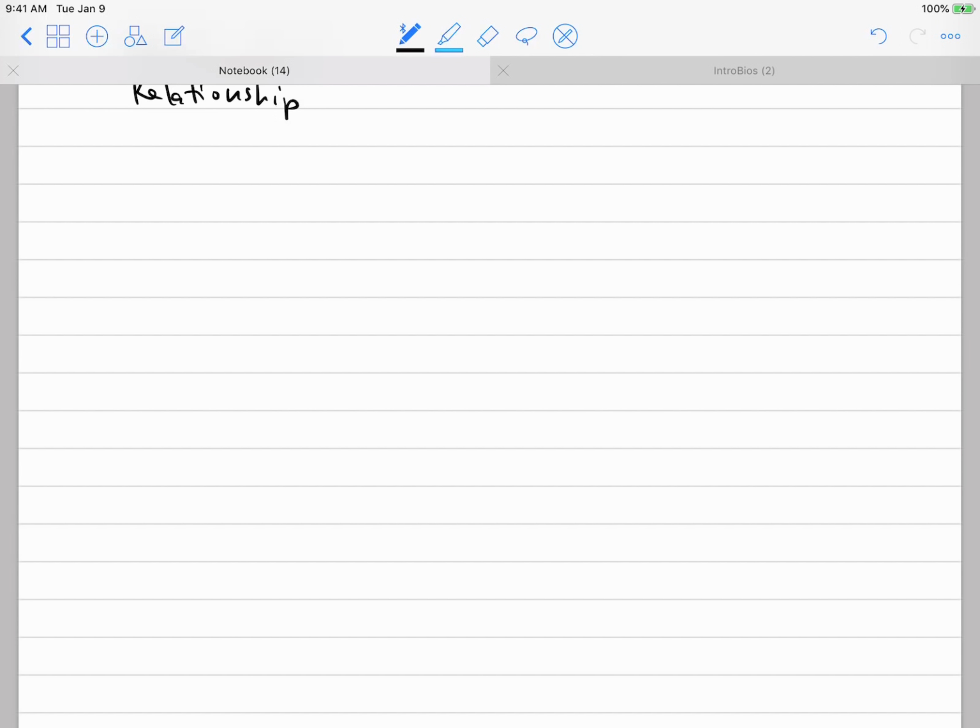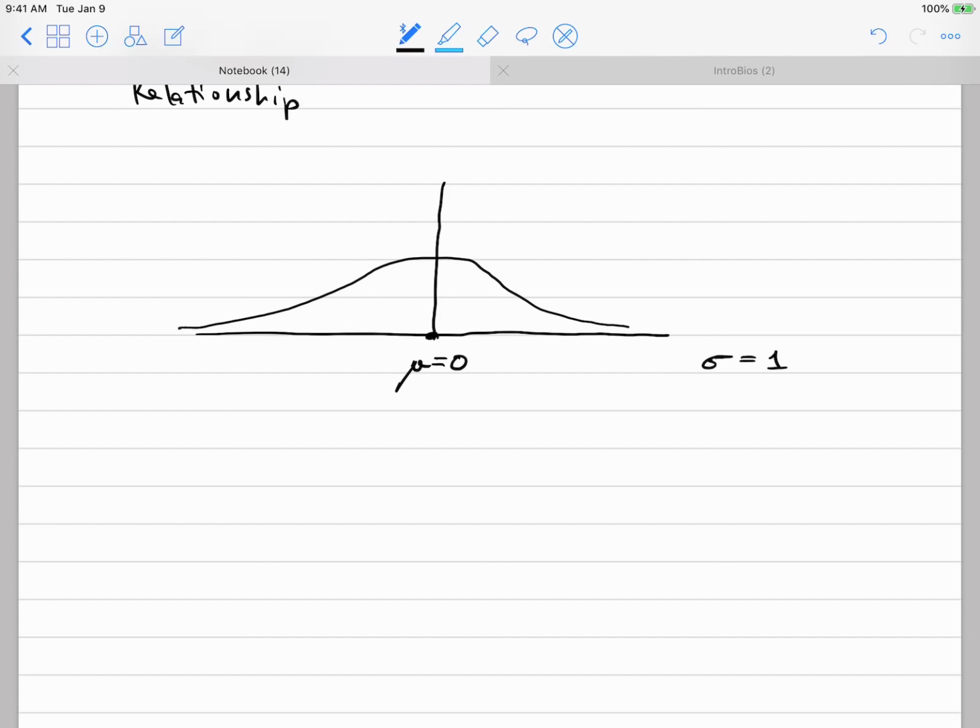Let's just, for simplicity, assume that we have a normal distribution that's centered at 0. So we'll let it have mu equals 0, and let's say sigma equals 1. If we were to plot this normal distribution with mean 0 and standard deviation 1, it would probably look something like this. I'm not being 100% exact here, but I just want to give you an idea.